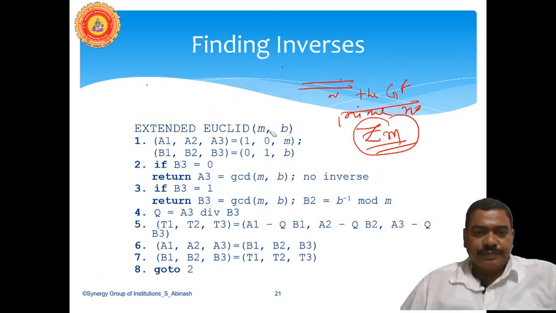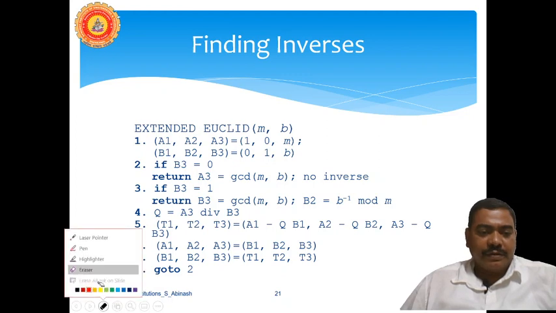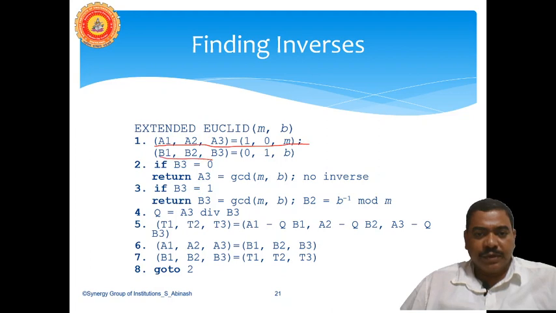So let's see what we are doing here, extended Euclid of M and B. This is the initial declaration, so we have to consider these values. A1, A2, A3 is 1, 0, M, and B1, B2, B3 is 0, 1, B. If B3 is equal to 0, then return A3 as the GCD, and no inverse is present.